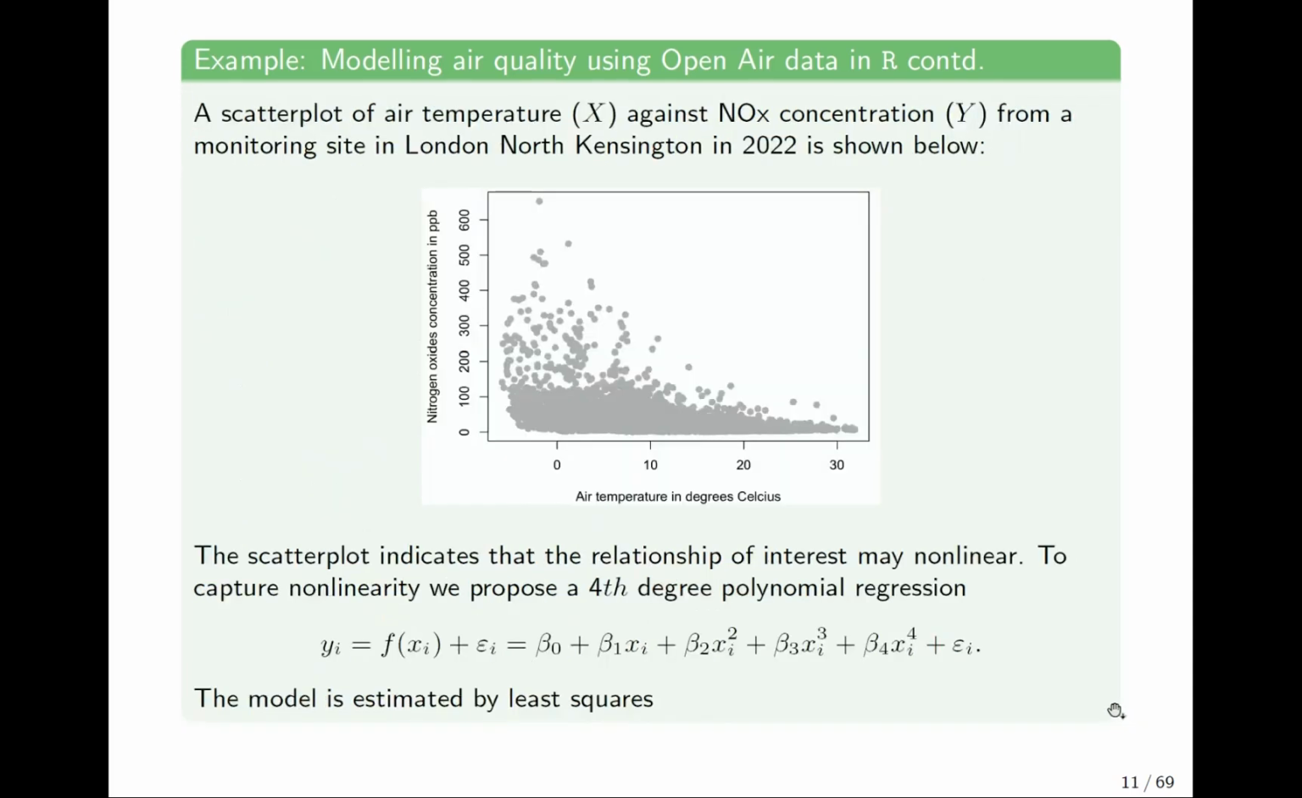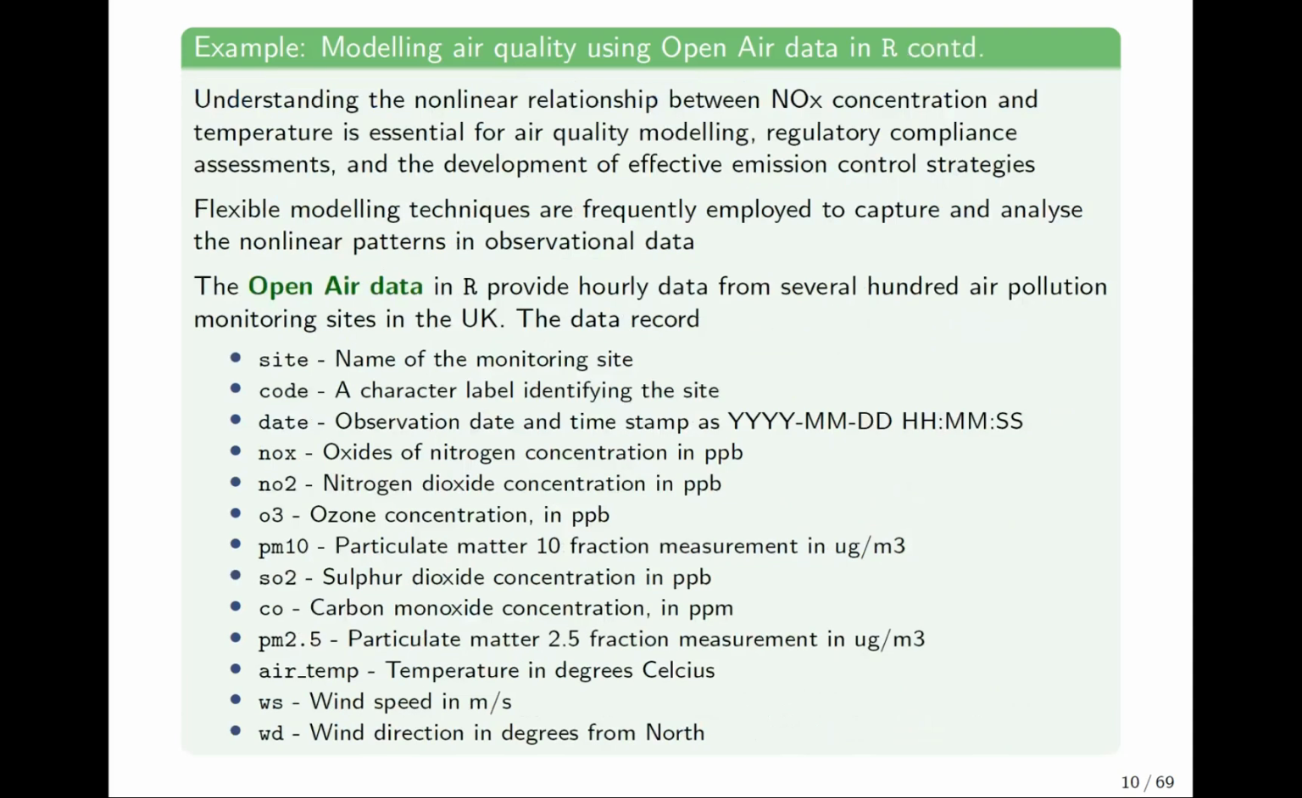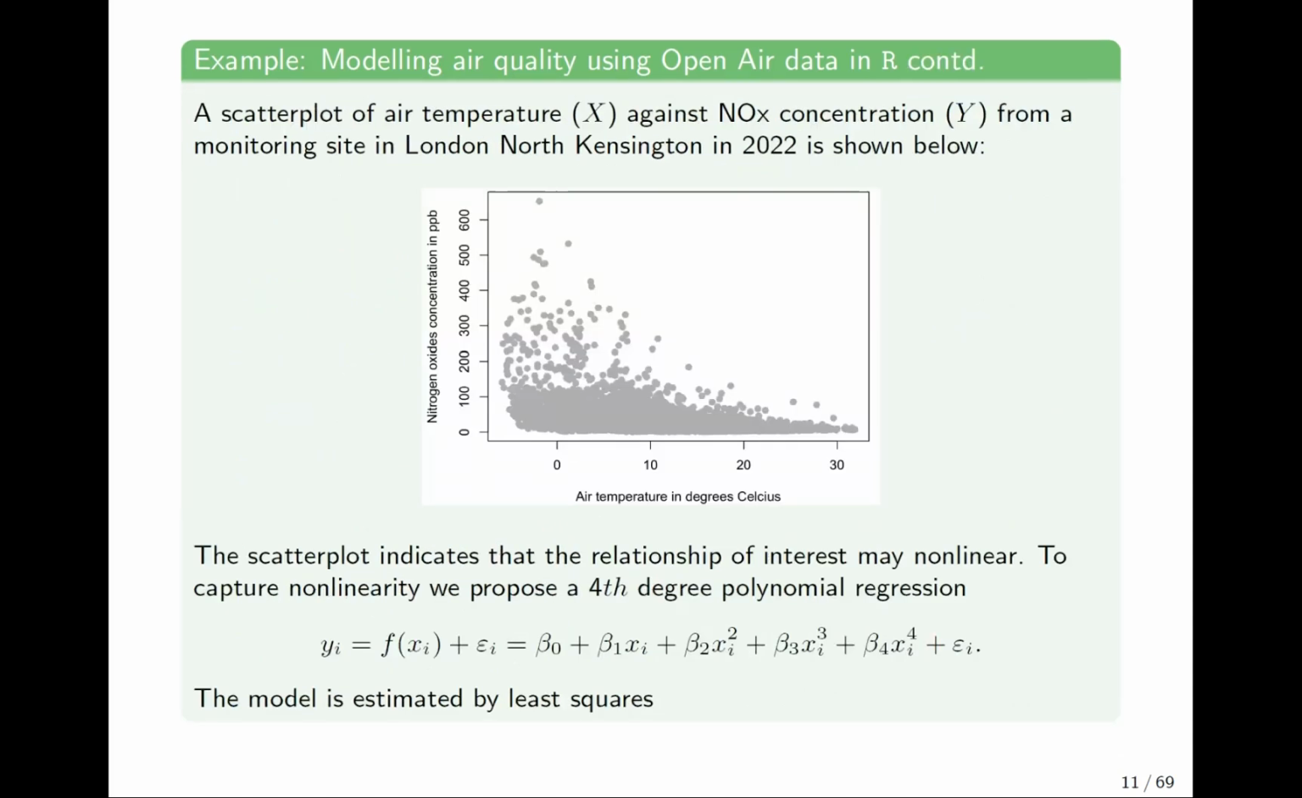So, the first thing we do is we plot the data. This is a scatter plot of air temperature, which is our X variable, against NOx concentration, which is our Y variable, from a monitoring site near Imperial in North Kensington in 2022, and it's shown below. What this scatter plot indicates is that the theory we discussed above, that says we expect things to be nonlinear, looks like it might have something to tell us, because the scatter plot indicates that the relationship may be nonlinear.